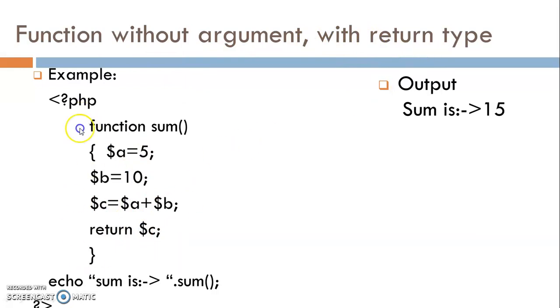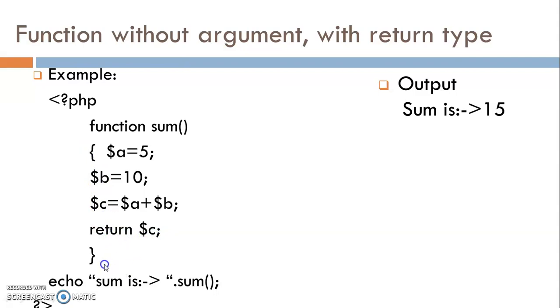So here I write one code, same function sum. Here the argument is not passed. So I have to write two variables inside the function, which are a and b, then perform sum, and then a return statement is used to return the answer. So return $c. Here I am not using an echo statement.